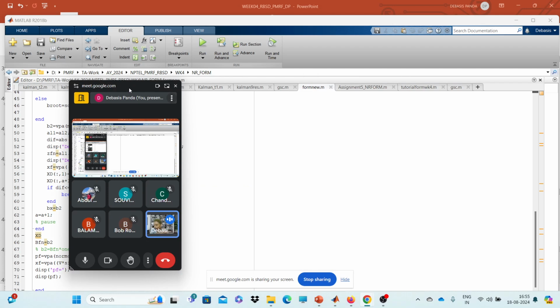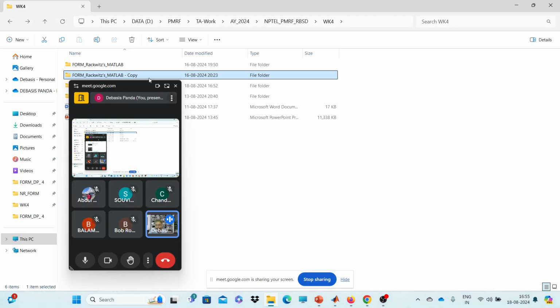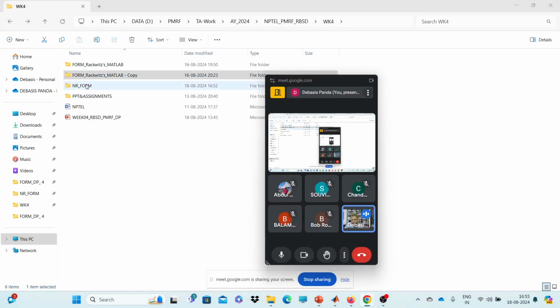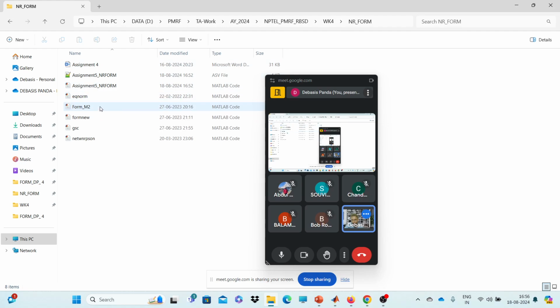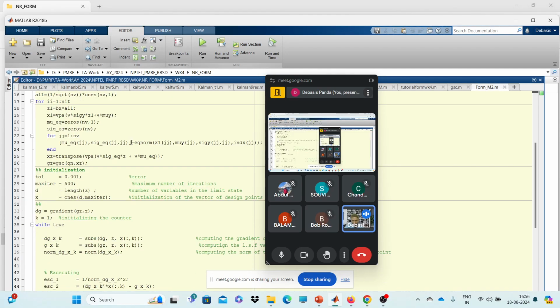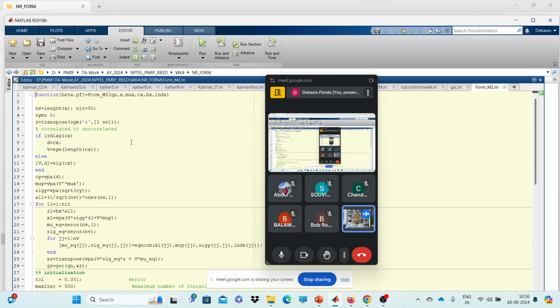We are finding the roots using the root finding command, and we incorporate the Newton-Raphson technique into that Rackwitz algorithm. That will be more efficient. I have a function file for how to solve using the Newton-Raphson technique, so that is helpful for you. It is in NR form, actually this is form M2. So we will solve this, as this is a more precise form of code.